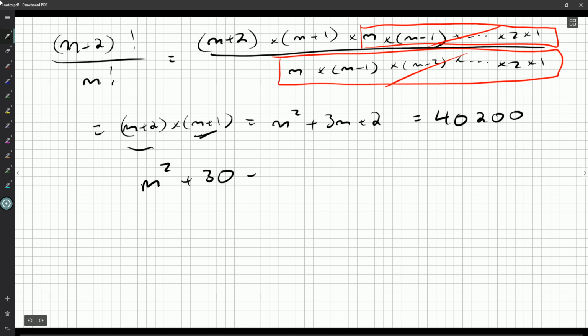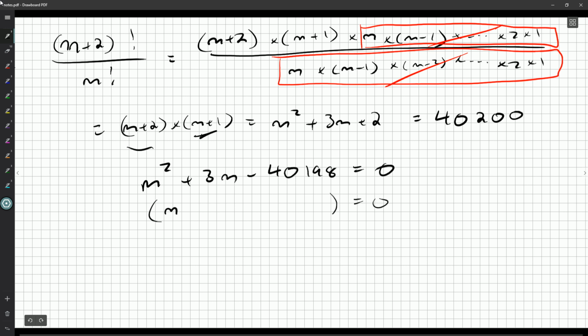we can just subtract 40,200 from both sides, but this is going to be a little annoying to try and factor, although, you know, if we need to, we can use the quadratic formula. But what would we have? We'd have 40,198 equals 0, and so you could quadratic formula that.